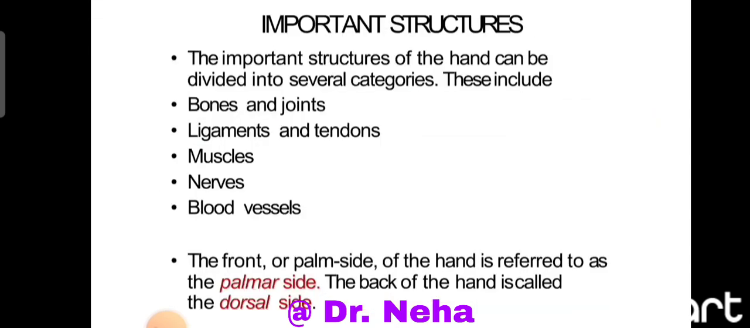Now the important structures which are found in hand are basically composed of the bones and the joints, ligaments, tendons, muscles, nerves and blood vessels. So as we all know, the palmar side of the hand lies anteriorly and the back of the hand is known as dorsal side of the hand.